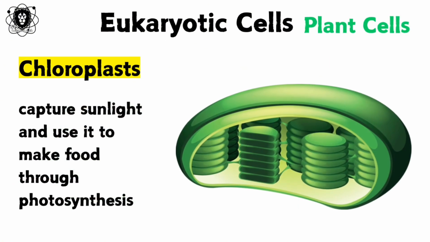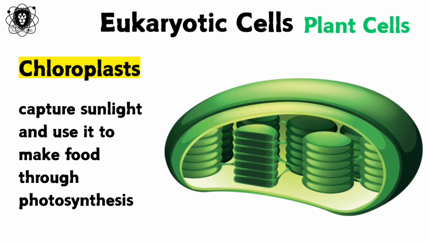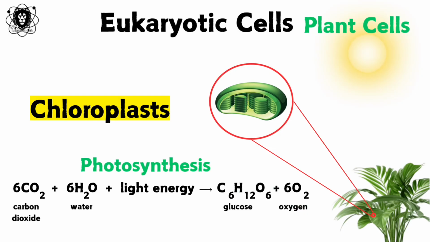Chloroplasts capture sunlight and use it to make food through photosynthesis. They contain chlorophyll, the green pigment that gives plants their color and absorbs light energy. With sunlight, carbon dioxide, and water, the plant creates glucose and releases oxygen.